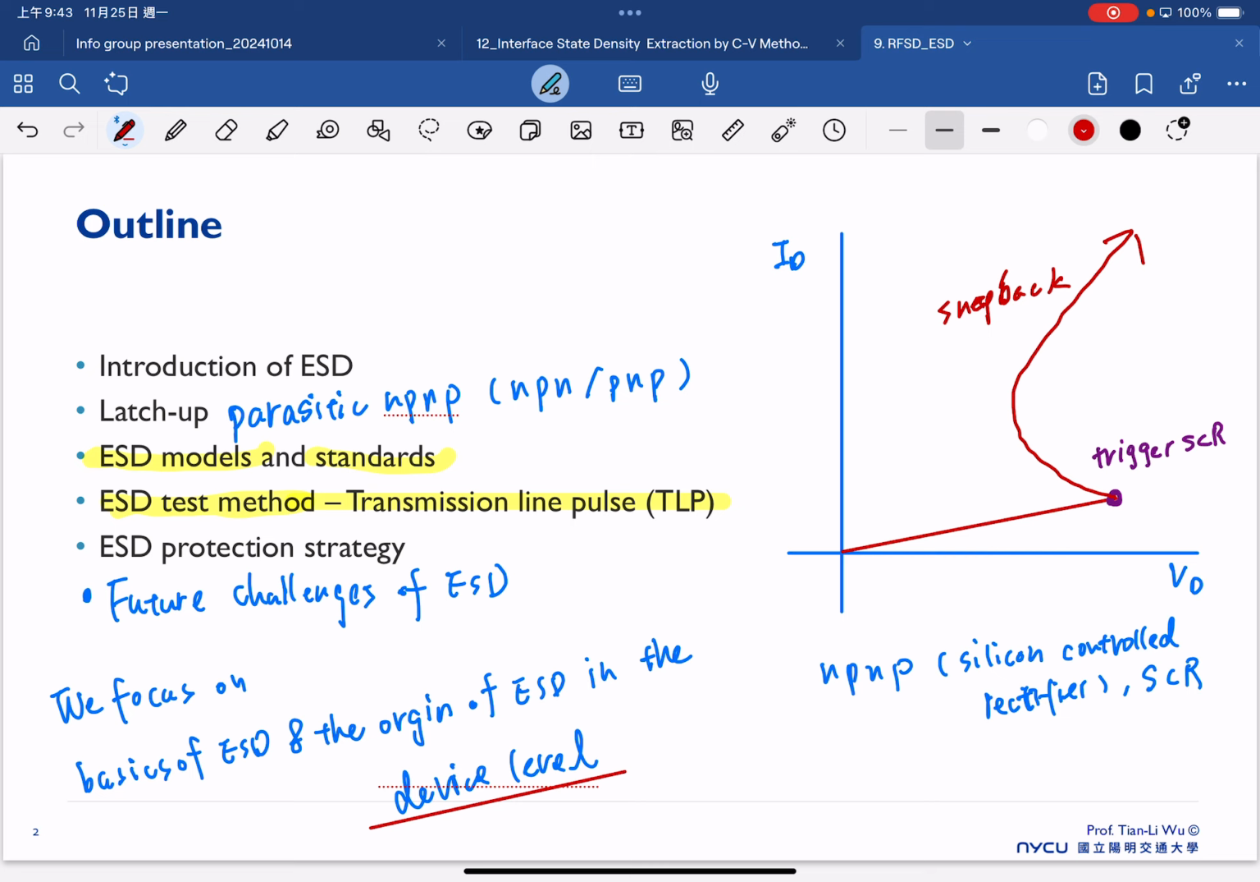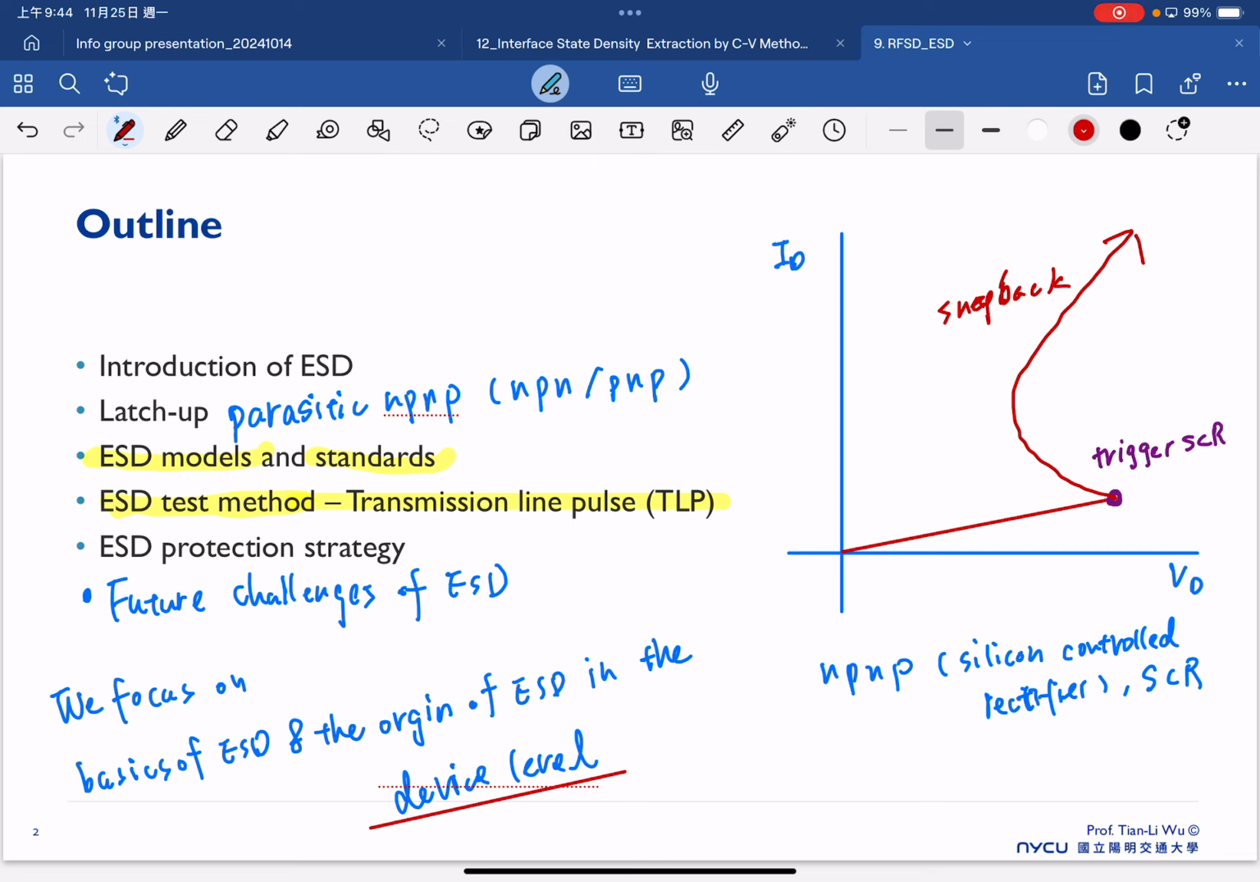But I believe the basic understanding of ESD from the device level is already enough to give everyone the basic understanding if you are going to face the ESD challenge and issue. Because if you look at the circuit level or even the system level, when they try to address the issues, it is always coming from the fundamental, from the device level.